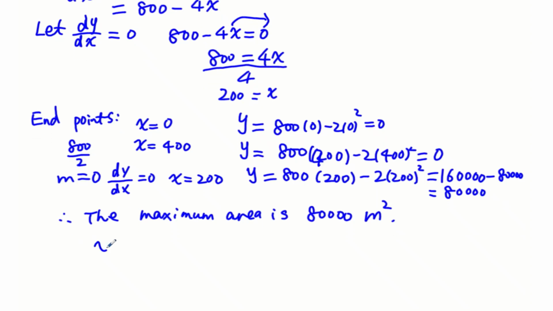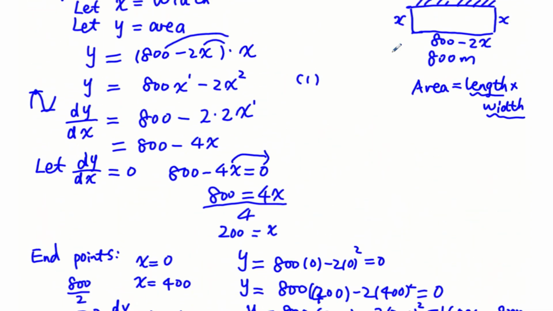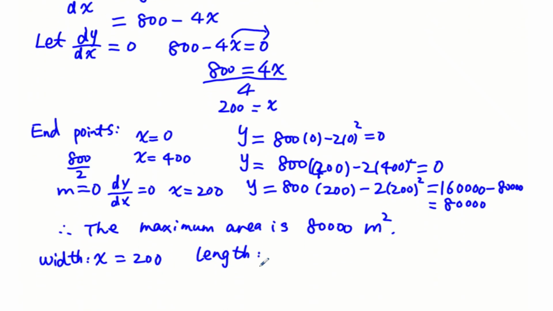Then what is the dimension? The dimension is x equals 200. This is your width. And the length is, we have it here, 800 minus 2 times width. So 800 minus 2 times 200 is 400. So they are the dimensions.